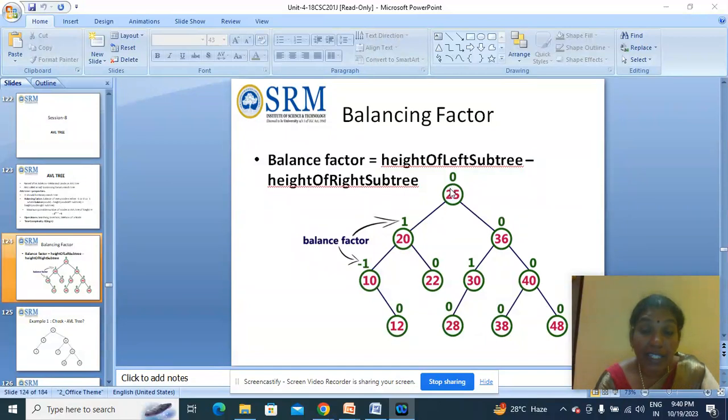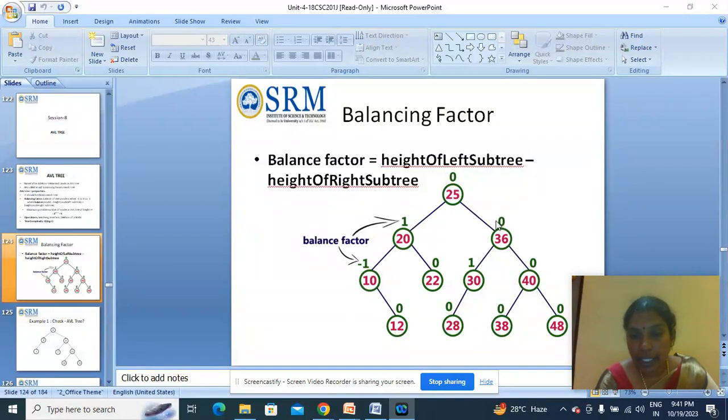For the balance factor of this root node, take the longest path on the left-hand side, likewise take the longest path on the right-hand side. Here the height is 3. The 3 edges are there from 25 to 12. So here 1 and 2 and 3. So these are the 3 edges.